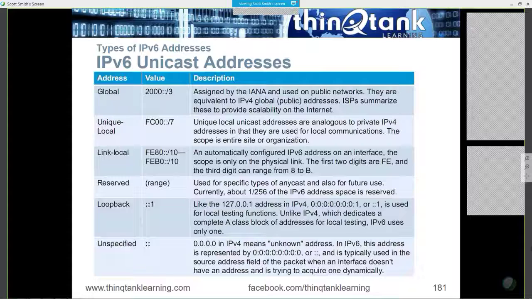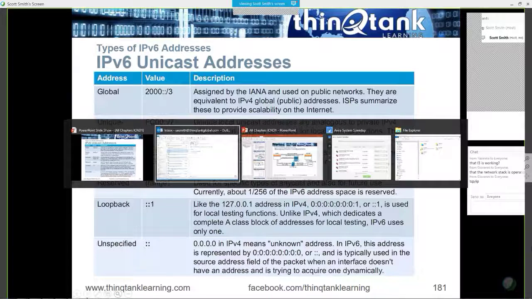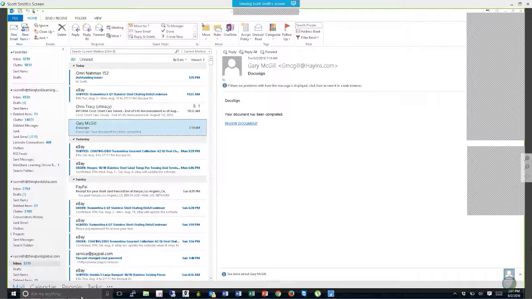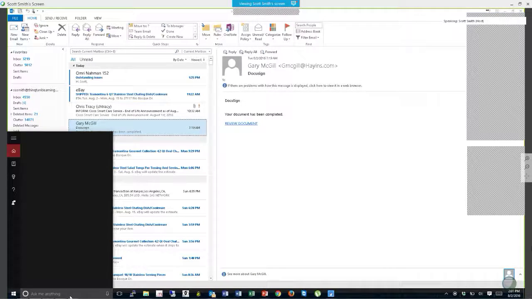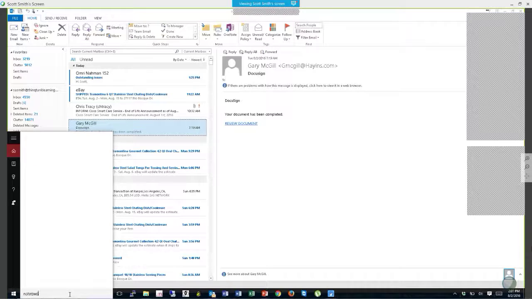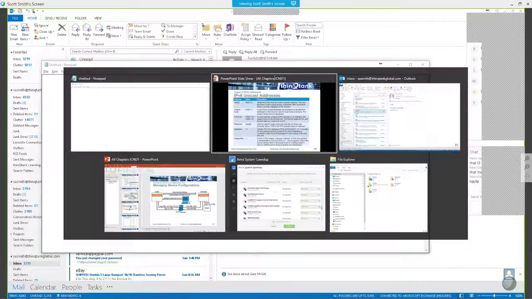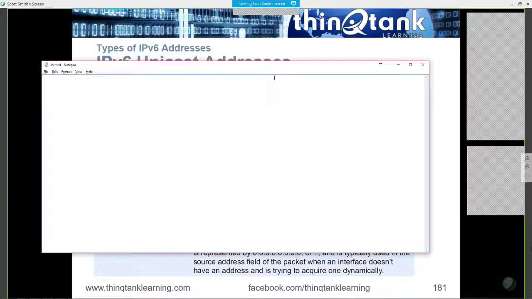Now, let me break this down a little bit for you guys, because this is where it gets really interesting, I think. With IPv6, let me pull up Notepad here. With IPv6, you guys know with IPv4, the way that we broke up our addresses is we said, okay, the first octet identifies the class of the address and so on. So that was 0 to 255. Make sense?